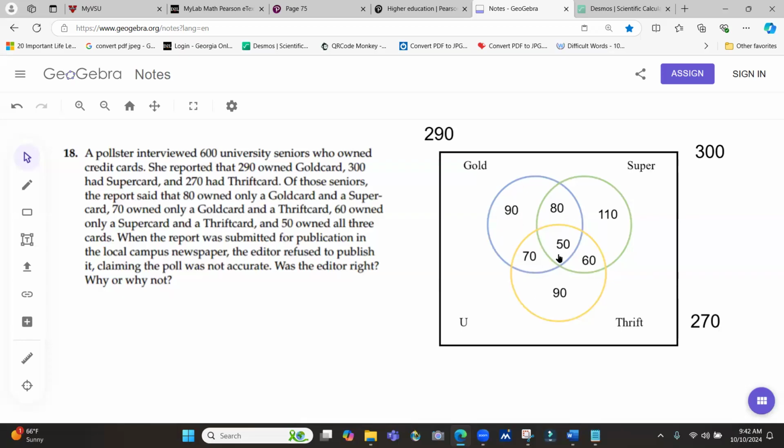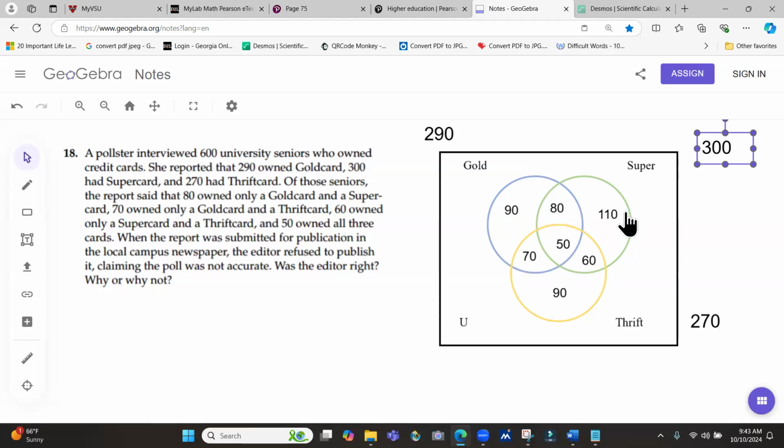Let's start with the green circle. These four numbers will add up to 300. So that's 300. Add 90 and 90, that's 180. That's 480. 480 plus 70 is 550. 90 plus 90 is 180, and it's 250.